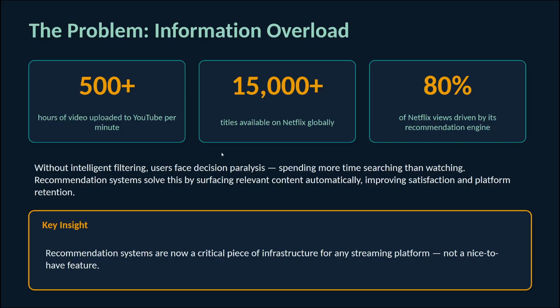So, why do we even need recommendation systems? Think about this. YouTube gets over 500 hours of video uploaded every single minute. Netflix has over 15,000 titles, and 80% of what people actually watch on Netflix comes directly from its recommendation engines. So without that engine, users would spend more time searching than actually watching. That's the information overload problem, and recommendation systems are the solution.